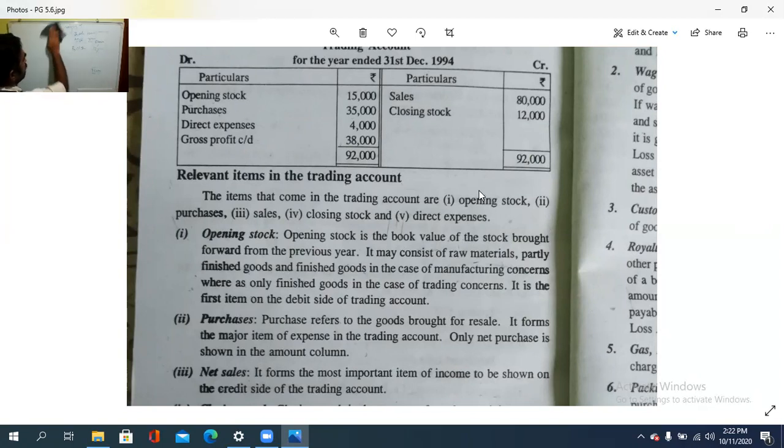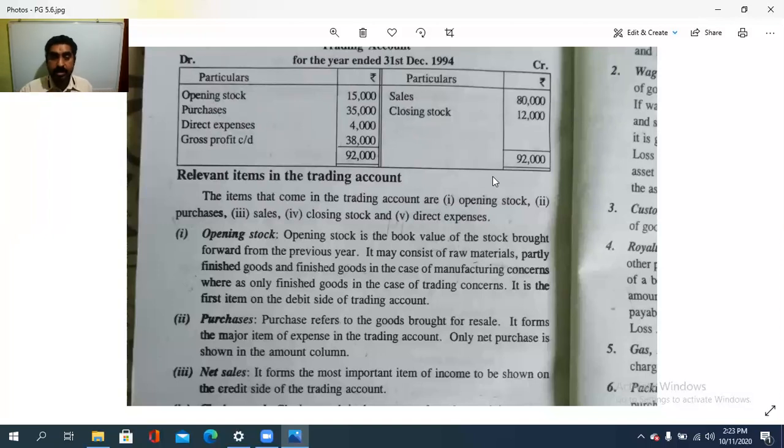We will do it just after a brief description of some of the items. So, relevant items in the trading account. The items that come in the trading account are opening stock, sales, purchases, closing stock, and direct expenses. No more items are there. So, opening stock, purchases, less returns, and direct expenses to be debited, and sales and closing stock to be credited, and take the difference, that is the gross profit or gross loss, as the case may be.